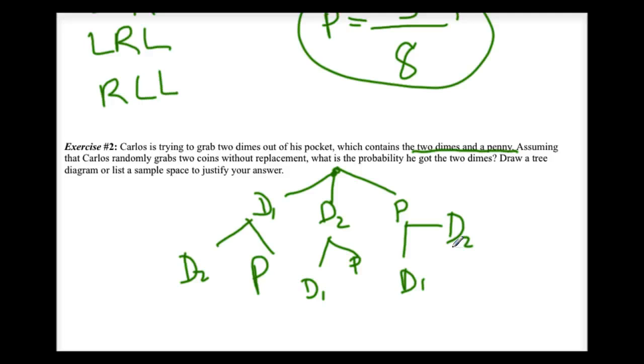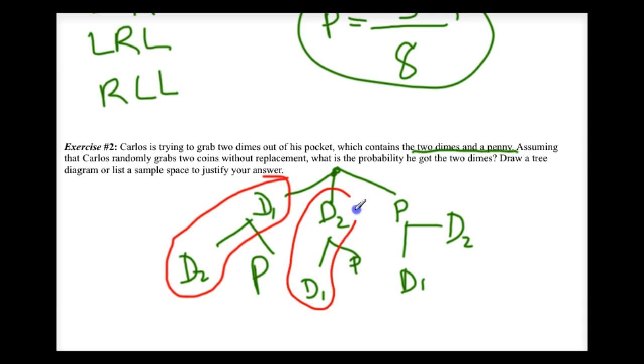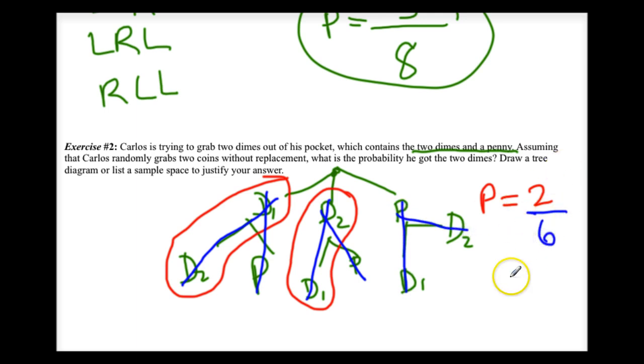What is the probability that he will get 2 dimes? So if you look at this, this is one where he gets a dime and a dime. Here is another with a dime and a dime. So the probability would be 2 out of how many different cases he has. Remember, this is 1, that's 2, 3, 4, 5, 6 choices. So it's 2 out of 6, which is 1/3.